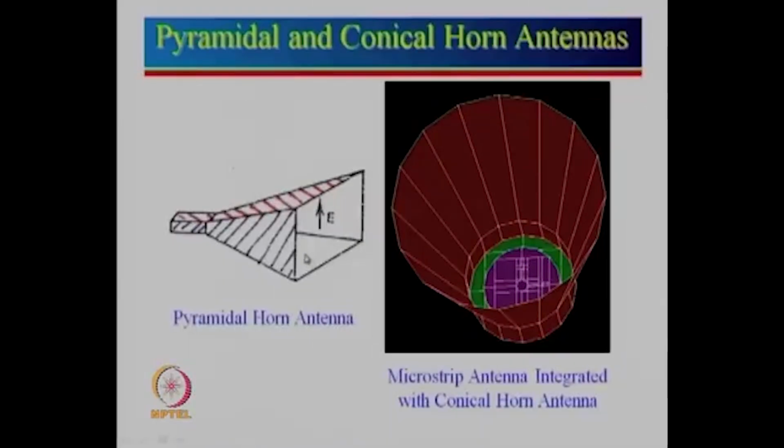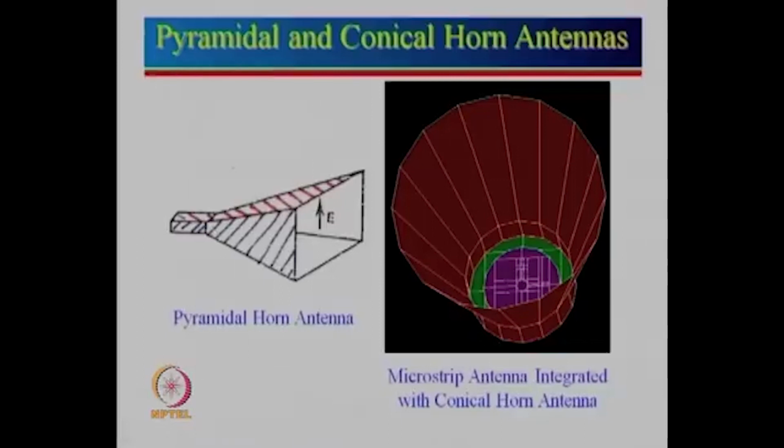One is a pyramidal horn antenna. In fact, there are variations also. So for example, if this is a rectangular waveguide, and we just flare in one plane only, then it can be an E sectoral horn antenna or an H sectoral horn antenna.